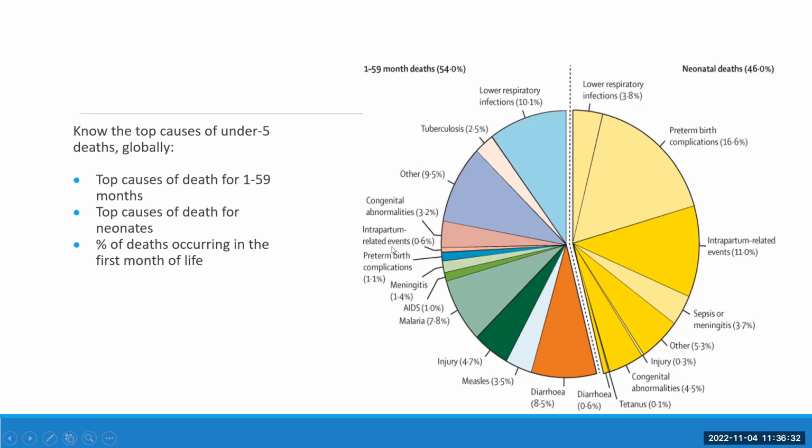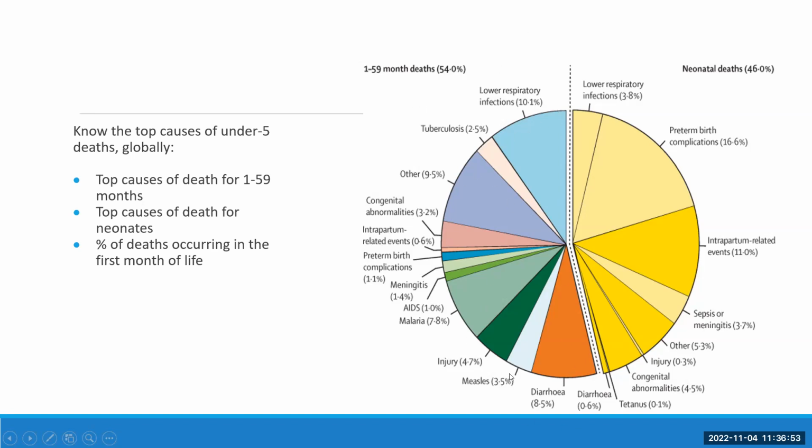So, top causes of death for children 1 to 59 months. This is saying 1 year old to right under 5, right? And if you look, the graph is split in 2 ways. The yellow side is neonatal deaths, and the other side is everyone older than that, but under 5. So what are the top causes of death for children on this side of the graph?